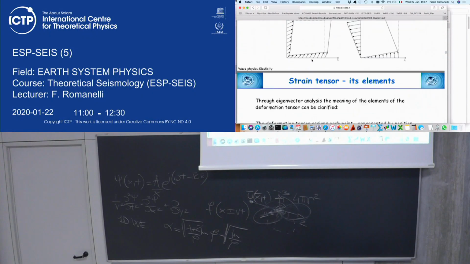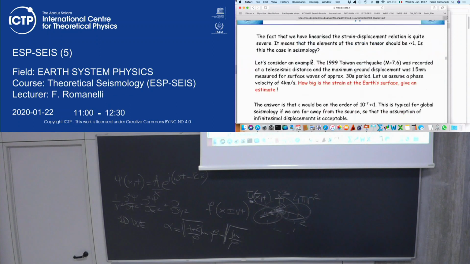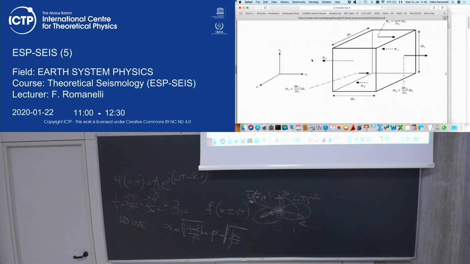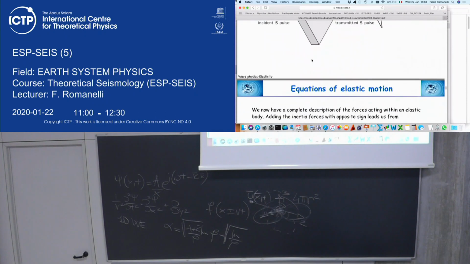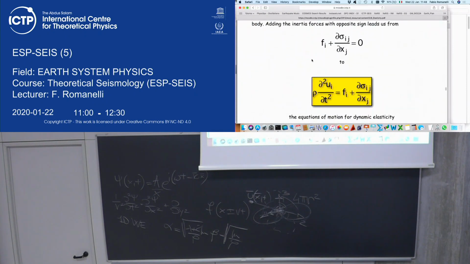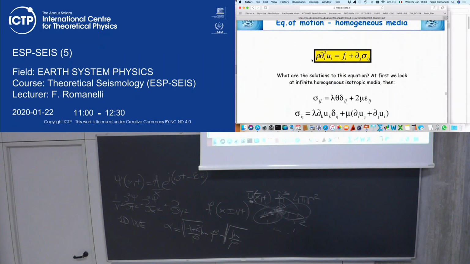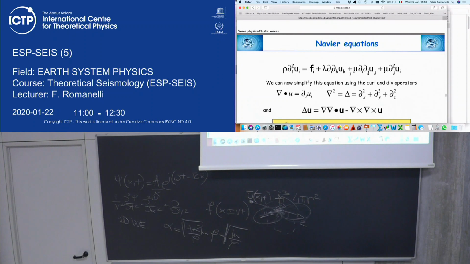At the end of the story, after the definition of stress and strain, you will see that the equations of elasticity start here, and these are the definitions of elastic constants. Here we go. That's the equation of elastic motion. And later, there it is. This is exactly what we have been using today. Homogeneous medium, and there it is. This is exactly the equation that we have been using today.